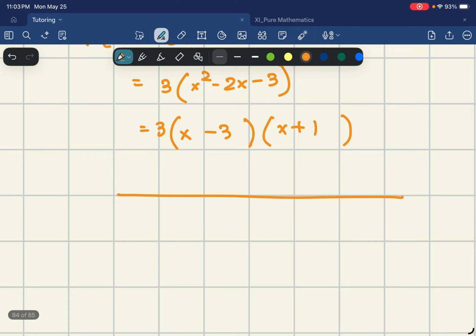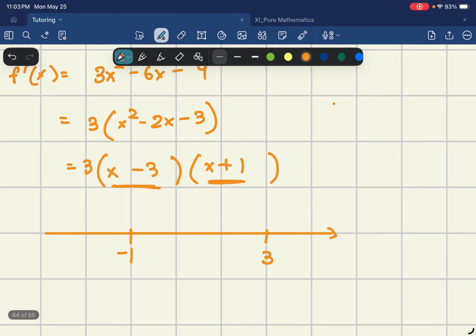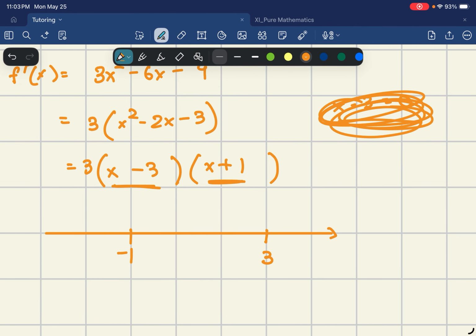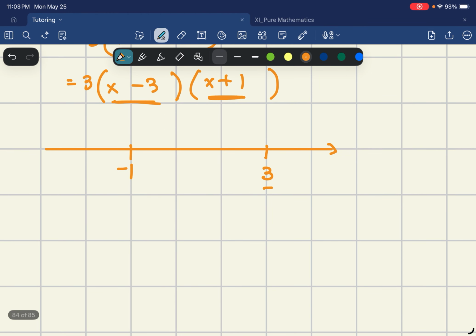And now I can draw a number line. What number do I put in here? The number line has to be in order, right? It has to be increasing as you go to the right. If I put 3 here, positive 3 gives me 0. If I put negative 1 here, that is going to give me 0. And how do I know? Well, x minus 3 equals 0. I'm just going to solve this, and whatever answer I get, I'm going to put it on my number line.